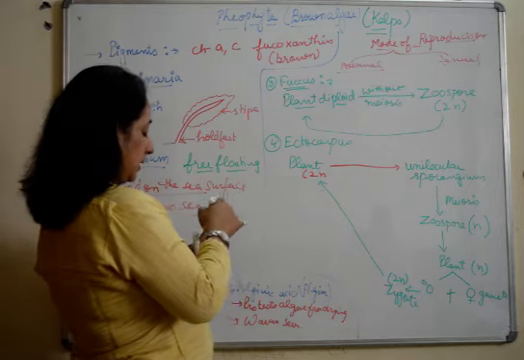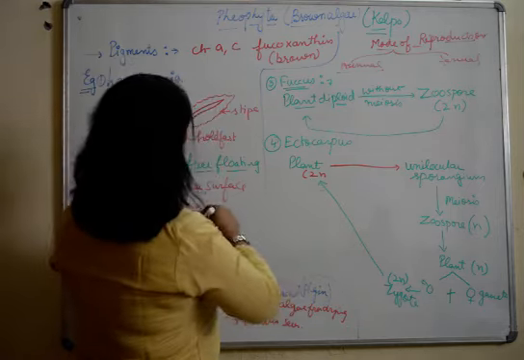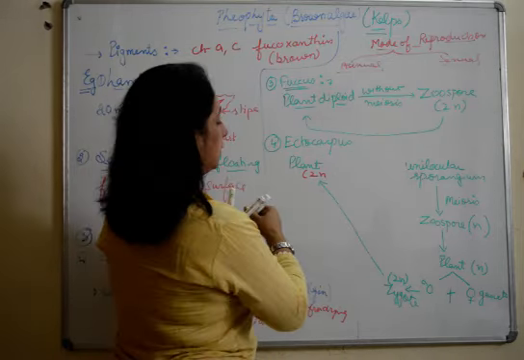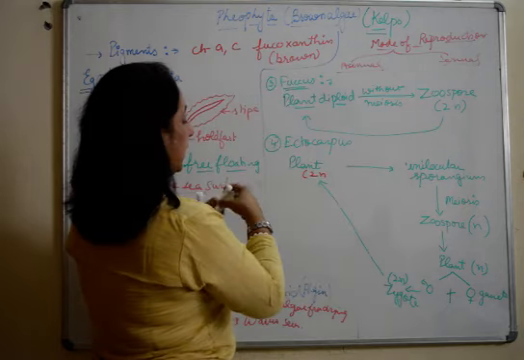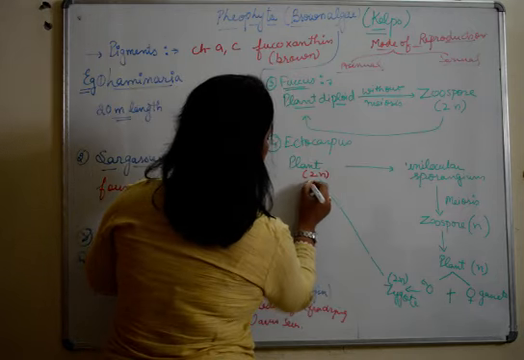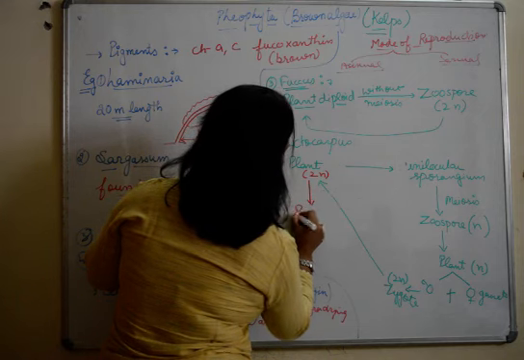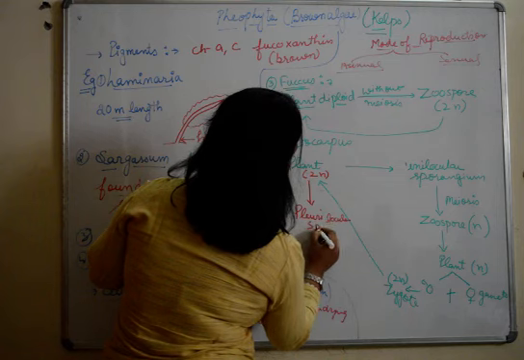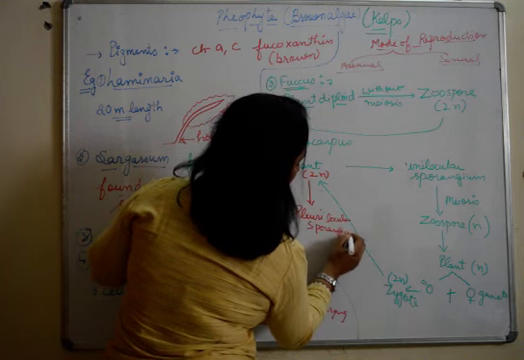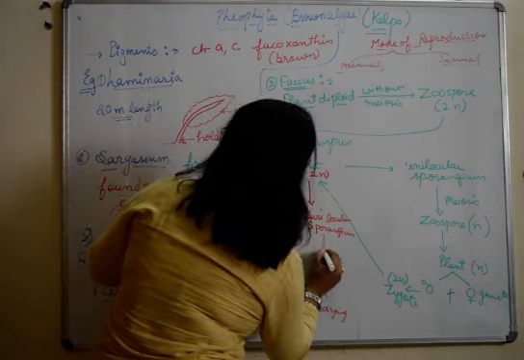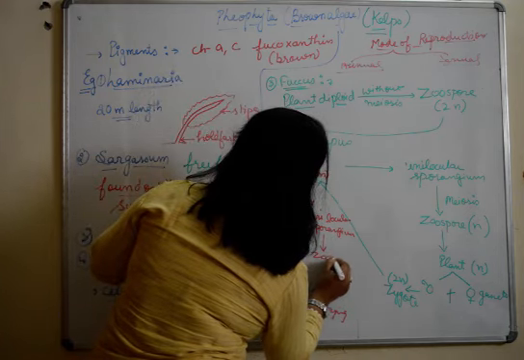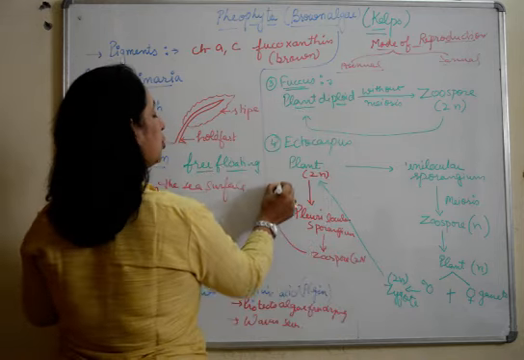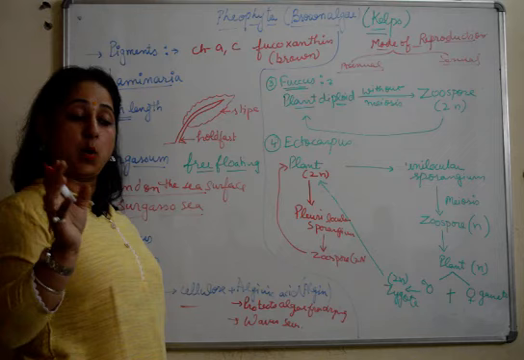The second condition, I'll make it with a different color, is that this plant which was diploid in nature will give rise to a plurilocular sporangium which will form a zoospore, and this zoospore is diploid in nature, and this zoospore will finally give rise to a diploid plant.